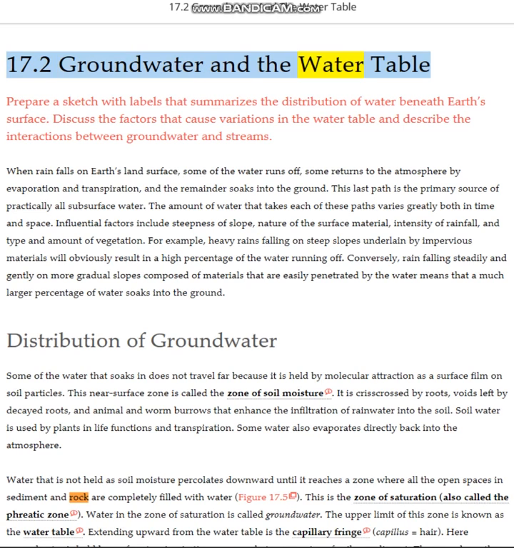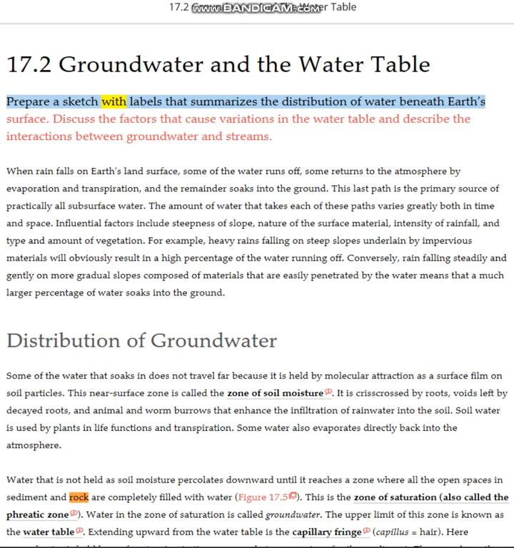17.2 Groundwater and the water table. Prepare a sketch with labels that summarizes the distribution of water beneath Earth's surface. Discuss the factors that cause variations in the water table and describe the interactions between groundwater and streams.